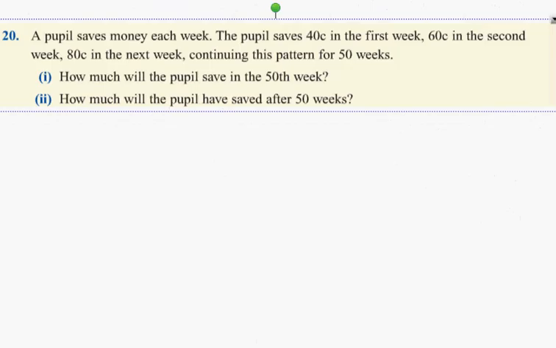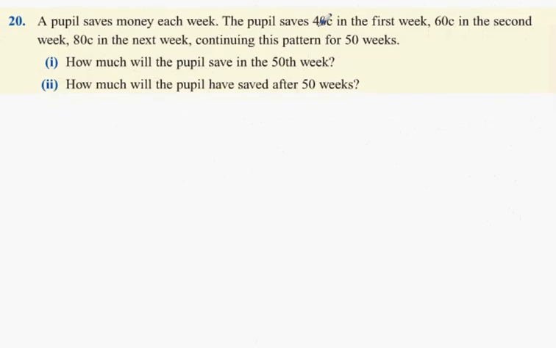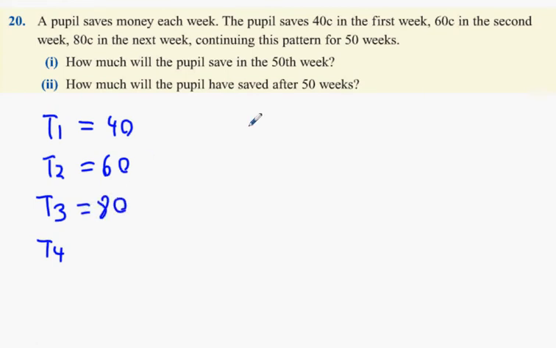Okay. Now, this one here, number 20. Pupils saving money. First week, T1. What does T1 stand for in this question? How much money do you save in week 1? 40. How much in week 2? Week 3. We can keep counting all the way to T50, but that's going to take a mammoth amount of effort. Okay? Anybody have a better suggestion?